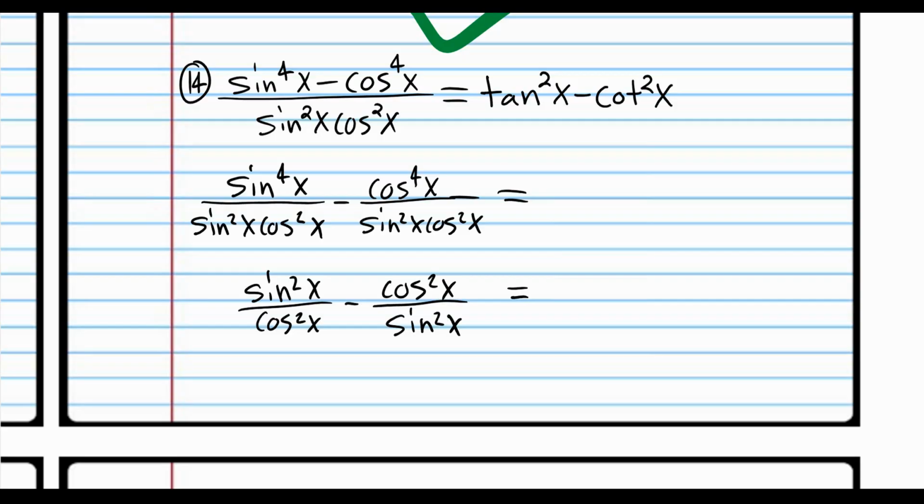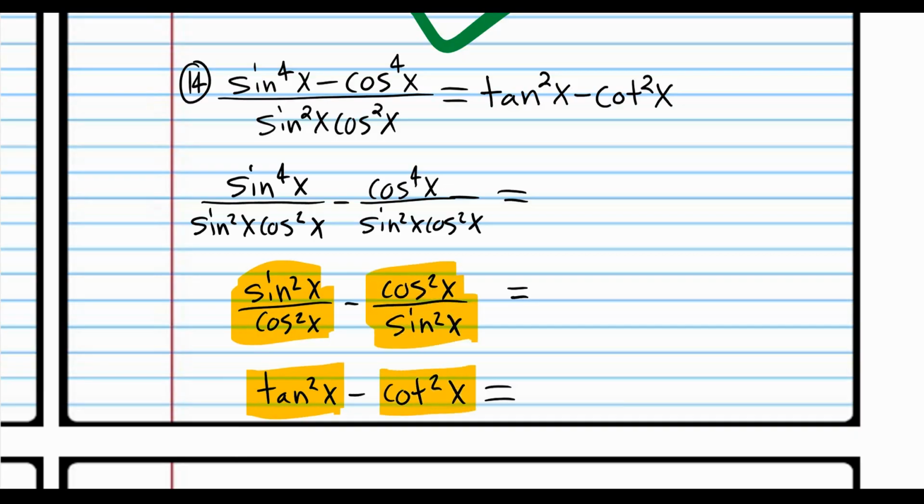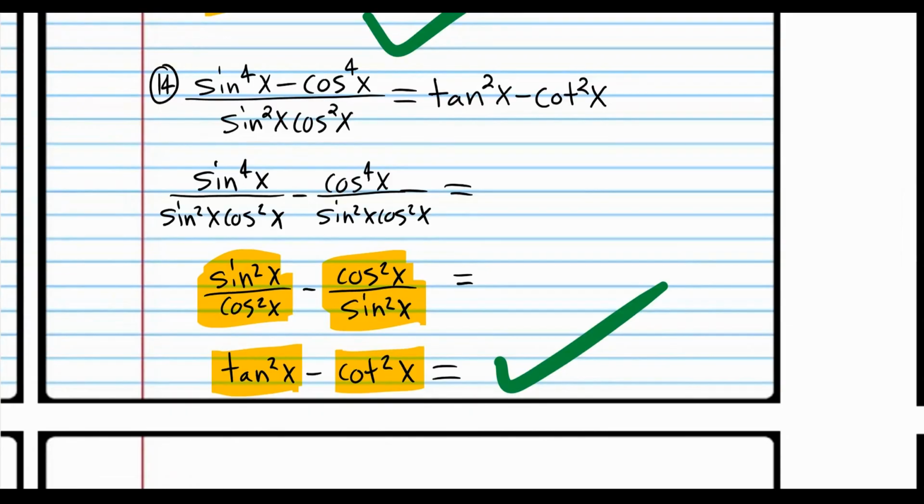Sine squared over cosine squared is tangent squared. And we have cotangent squared, so it's pretty much the same problem that we did before. So we proved that the equation is true.